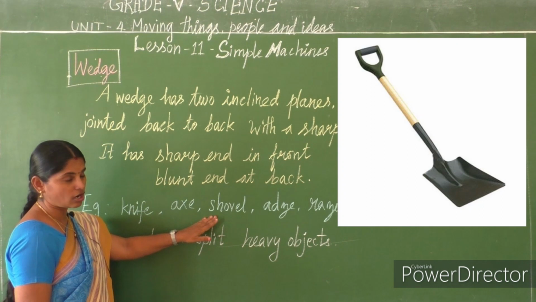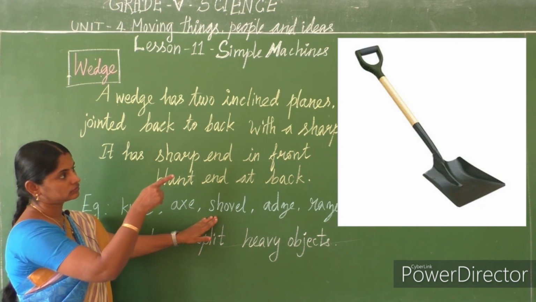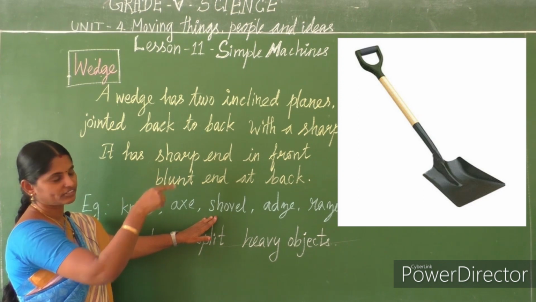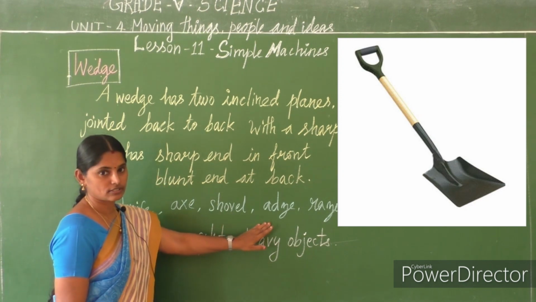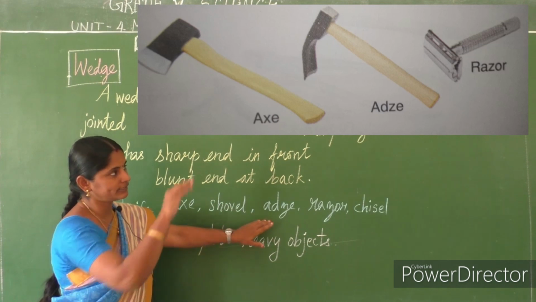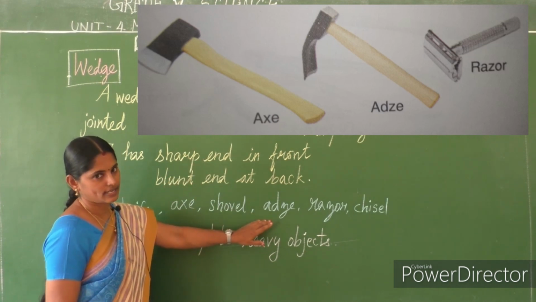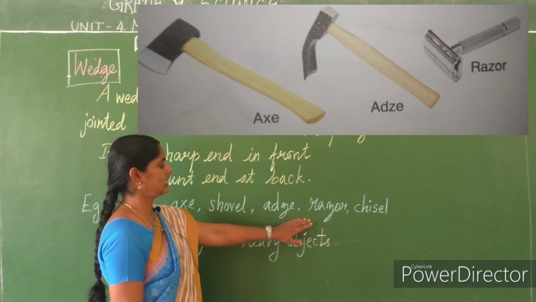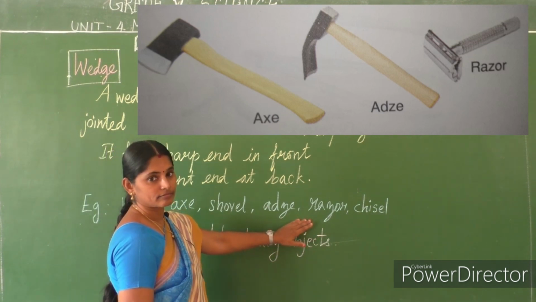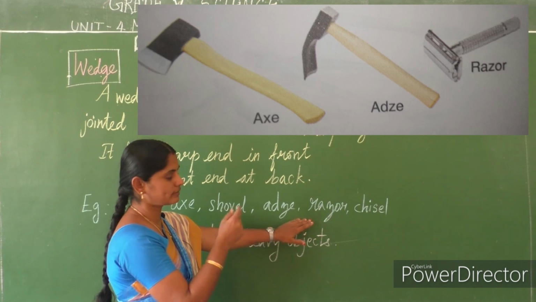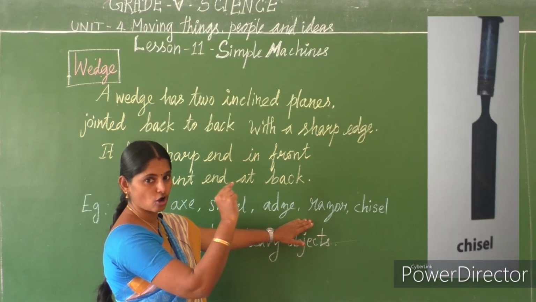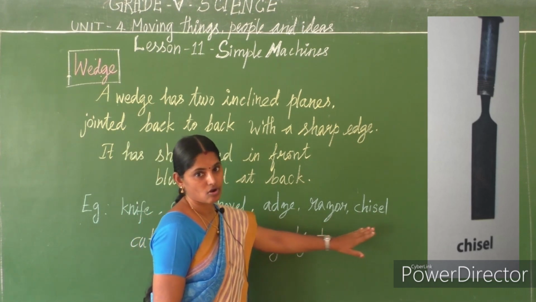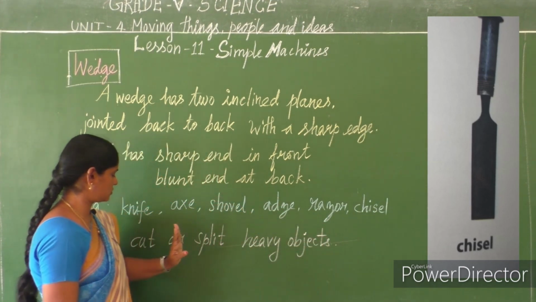In shovel also, see it's a sharp end, front side. Okay, edge, same way axe, the blunted one is the edge. Okay, then we use razor blade, that blade also has a sharp edge. In chisel, okay, it has a sharp edge.